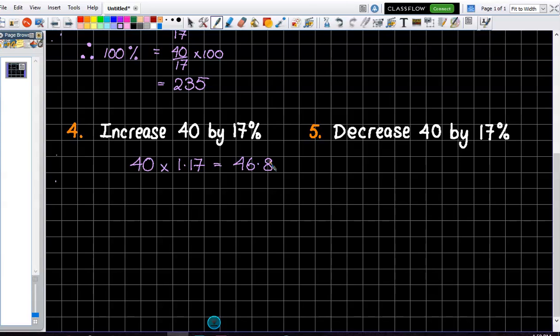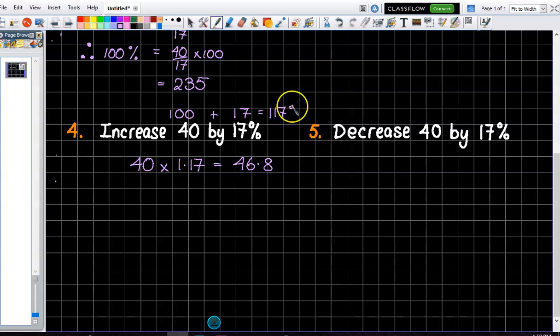Does anyone know why? Magic, maths magic. Just pulled it out of thin air? That's right. So when we're increasing 40 by 17%, 40 is the whole amount, which is 100. Would you agree? And then we're adding on the 17%, 100 plus 17 gives you 117. That's why we're timesing by 1.17. Make sense?